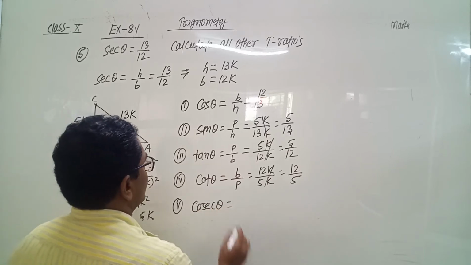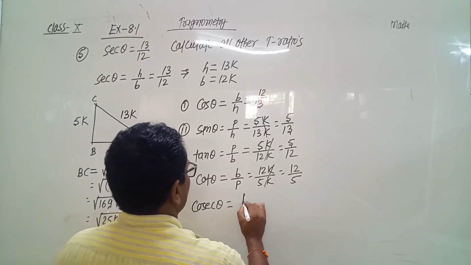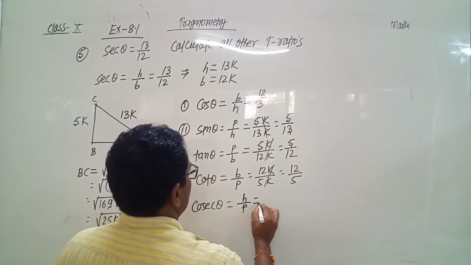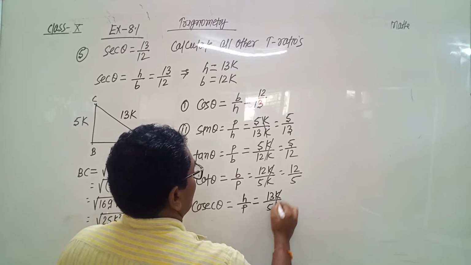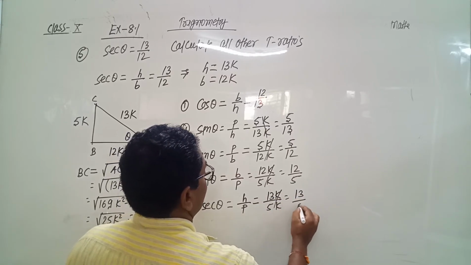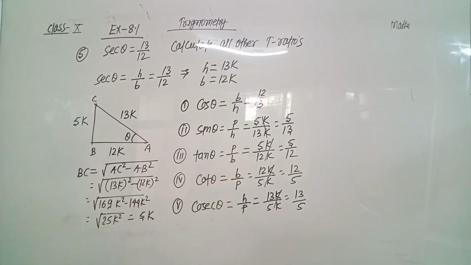Cosec theta is the reciprocal of sin theta. So if sin is P by H, then cosec will be H by P, and 13k upon 5k we get 13 by 5. So these are the other 5 trigonometric ratios which I have calculated.